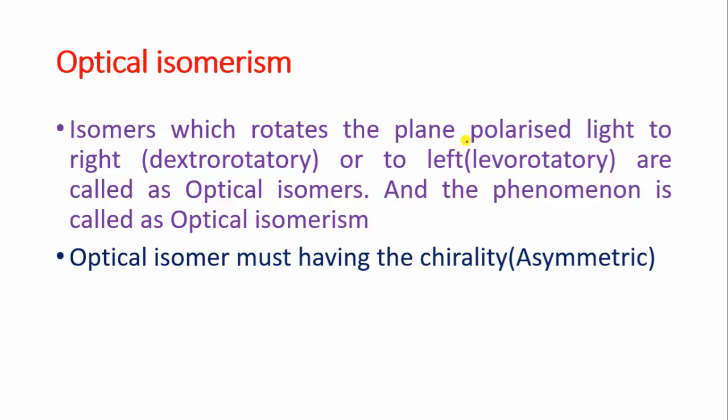Isomers which rotate the plane polarized light to the right or to the left are called optical isomers, and the phenomenon is called optical isomerism. Optical isomers must have chirality. So what is chirality?